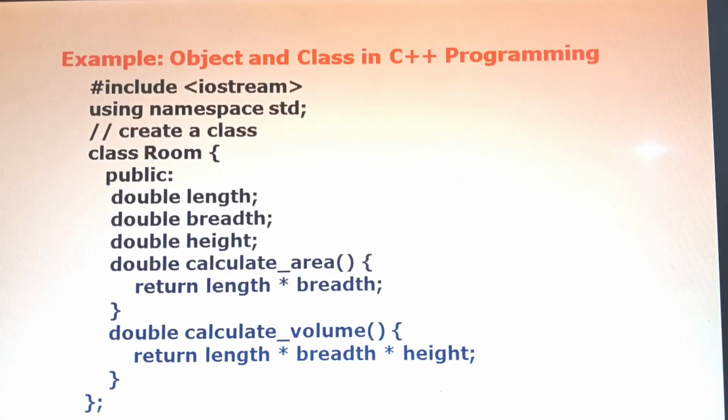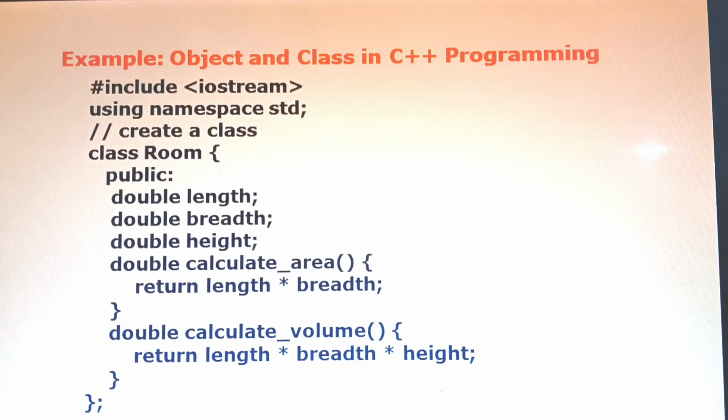See, here we can use one program with the class and object: how to write the class and how we can create the object. We can do one example here. The question is to find the area of the room and to find the volume of the room.